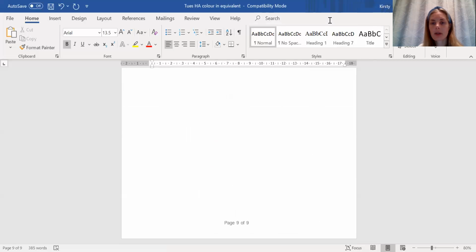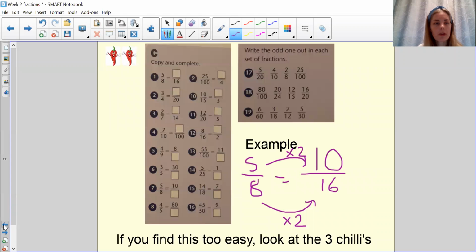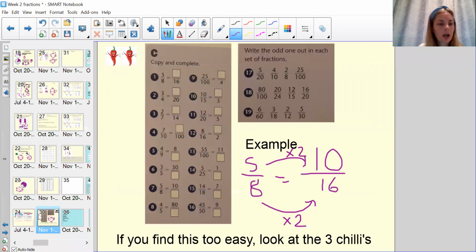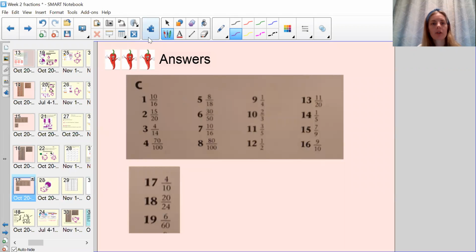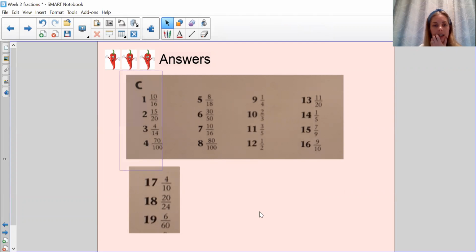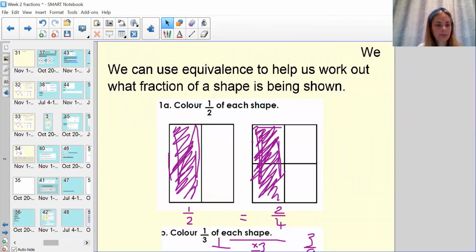All right, so I'm going to stop the sharing there, and I'm going to go back to our maths page. I just want to check with the 2 chilies. I don't think I've given you the answers for today, so I'm quickly going to get the answers from yesterday, because these were just the same. So if you were doing 2 chilies, here are your answers, and I'll just quickly pop that into the slides for you.